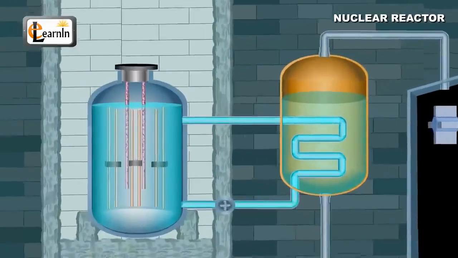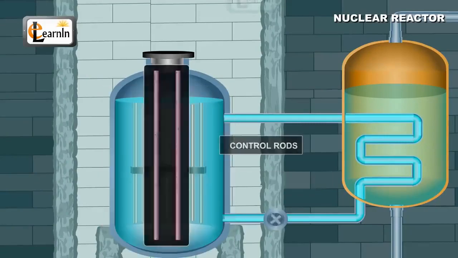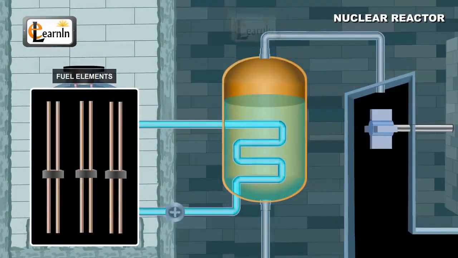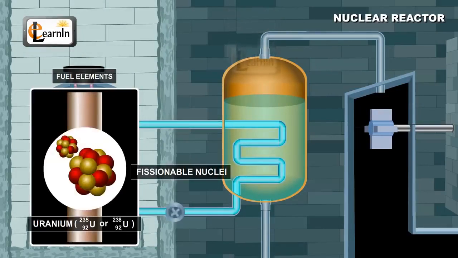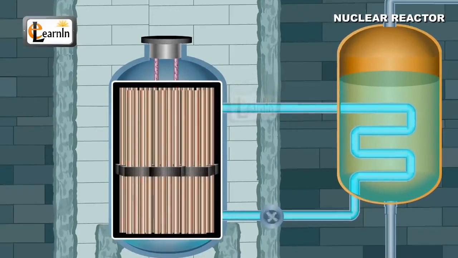A nuclear reactor consists of three crucial components: fuel elements, moderator, and control rods. Fuel elements come usually in the shape of thin rods of about 1 centimeter in diameter and contain fissionable nuclei like uranium-235 or uranium-238. These rods vary in number according to the size of the reactor. In large power reactors, thousands of fuel elements are placed close to each other. This region where these fuel elements are placed is called the reactor core.